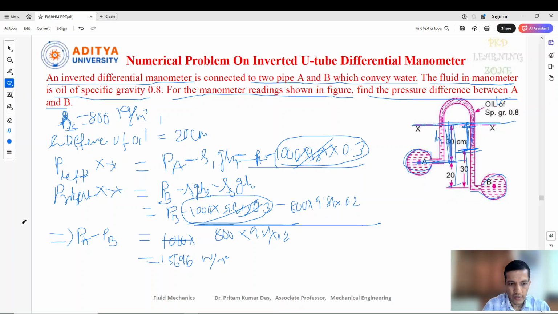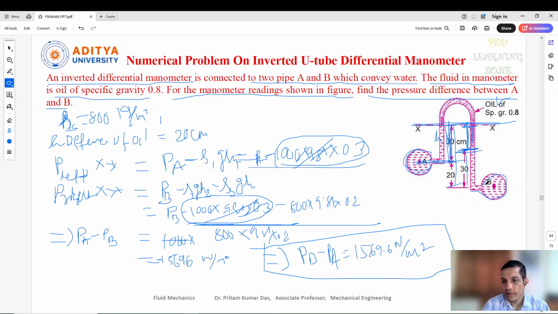Okay, if you take it to that side, then here we can just change it, this will be minus, it will come as minus this value. So you can write PB minus PA equal to 1569.6 Newton per meter square. Okay, why I have taken this one? Now you can see the PB value here is a little bit more than this PA value. Okay, so the difference is from this PB to PA. So this is the answer.